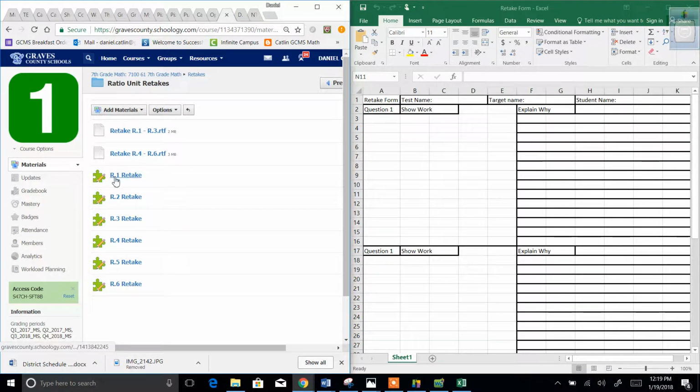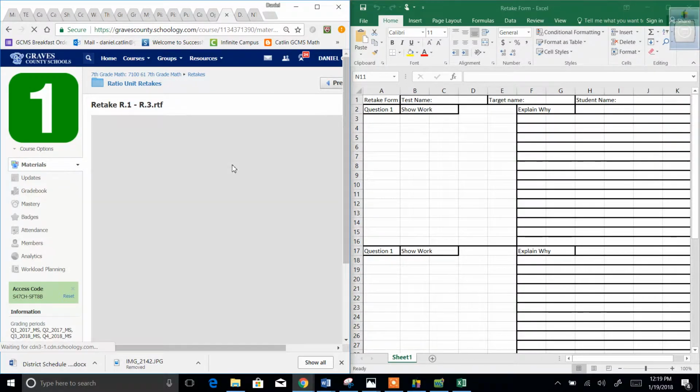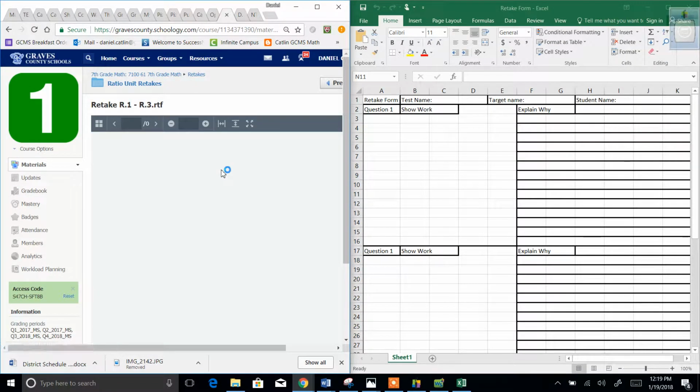You are not going to be going to these puzzle pieces and taking the retake, okay? If you need to do a retake on R2, it would be here. If you need to do one on R5, it would be in here. So they're arranged by target, and you should be able to figure out what you need to do by looking at your mastery. If it's a target that you want to redo, then you need to come here and find the test that has that target. So let's say you were going to do a retake on the R1 target. You don't go here. You click on the test. The test is going to have the questions related to that target of R1.